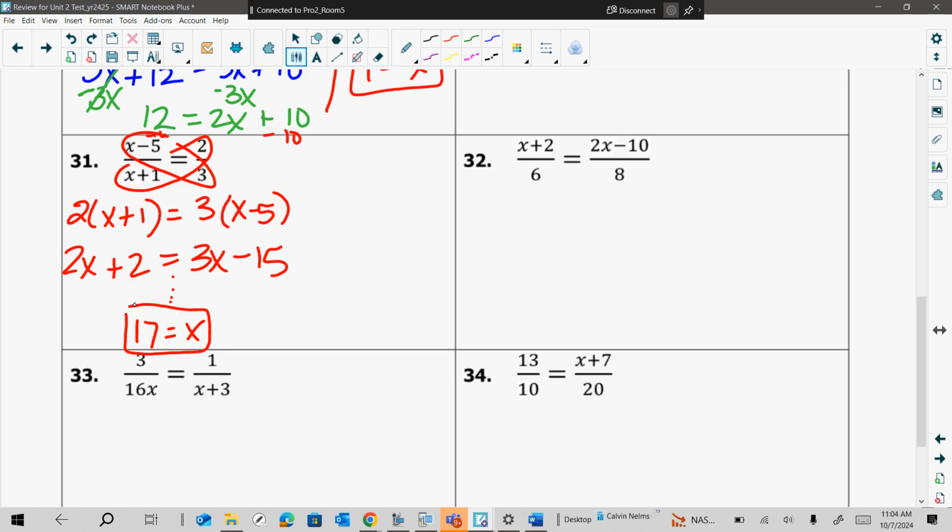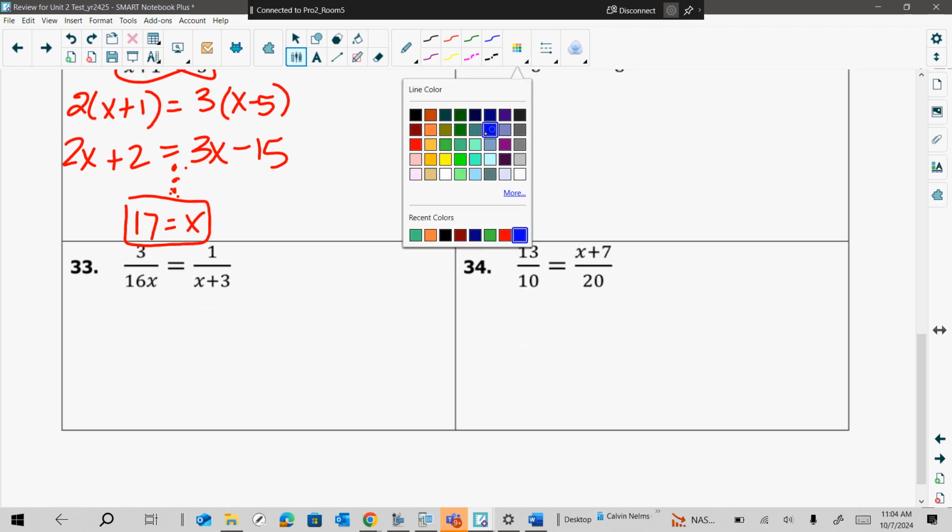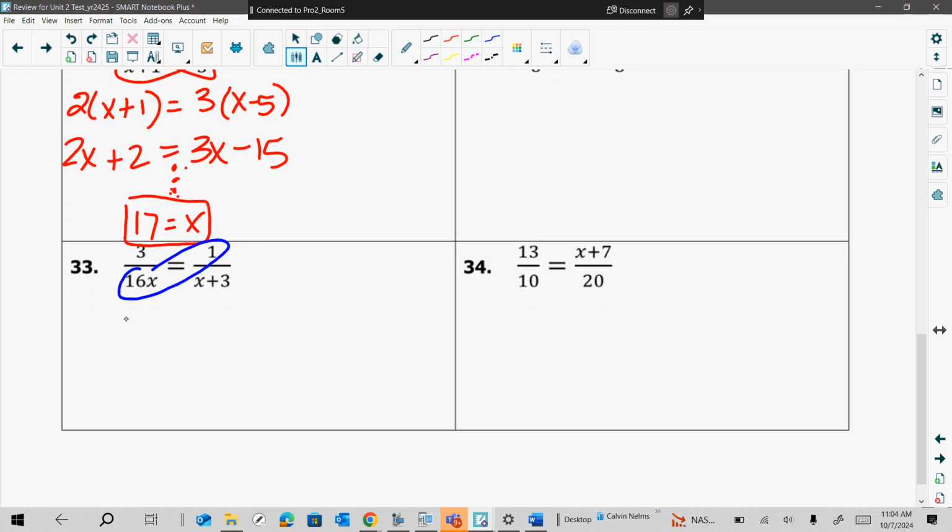What you're going to see on the partial key is just dot, dot, dot, saying there's some type of work that should have taken place and then your solution. You need to check that you can get to that solution. So if I cross multiply 16x times 1, that's just still 16x, and then this would be 3 parentheses x plus 3. You're going to distribute the 3 first. This will be a fraction answer, guys.